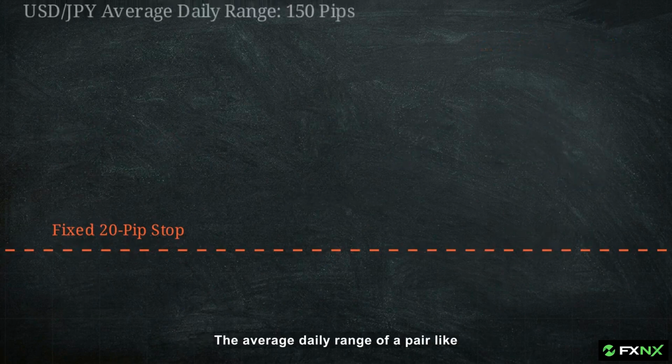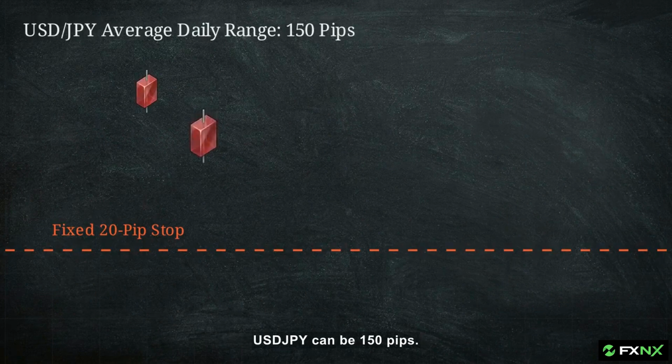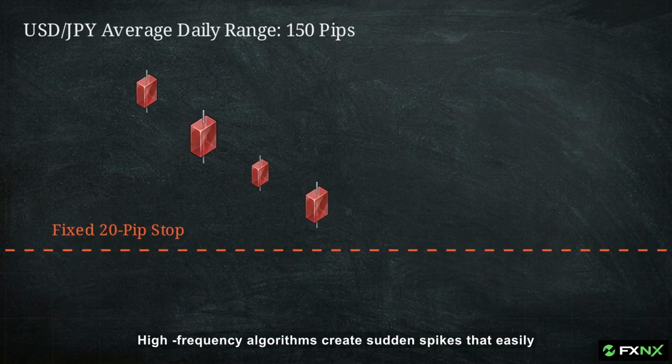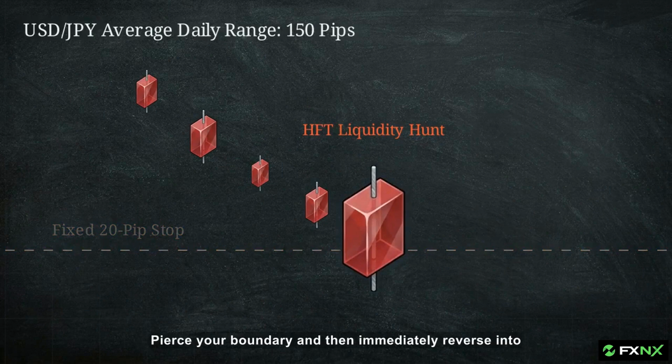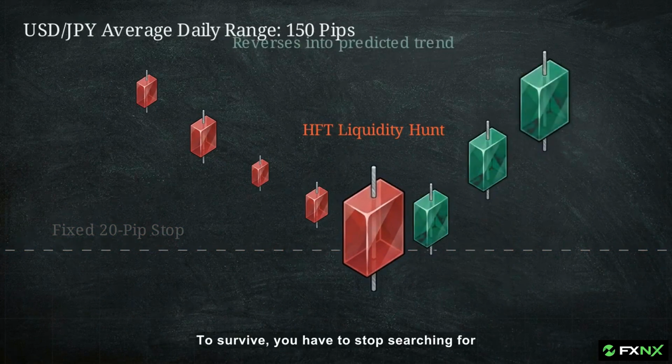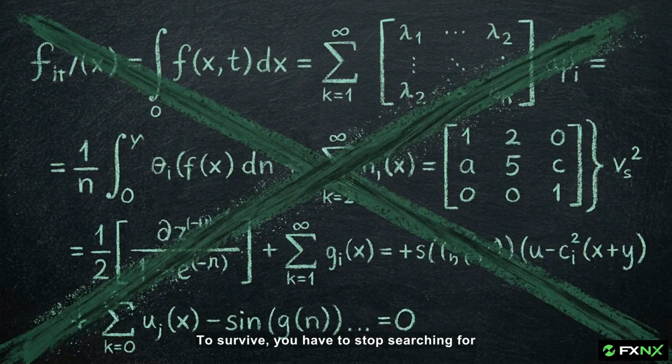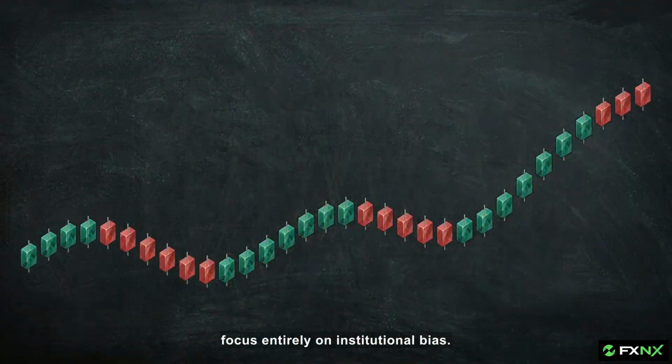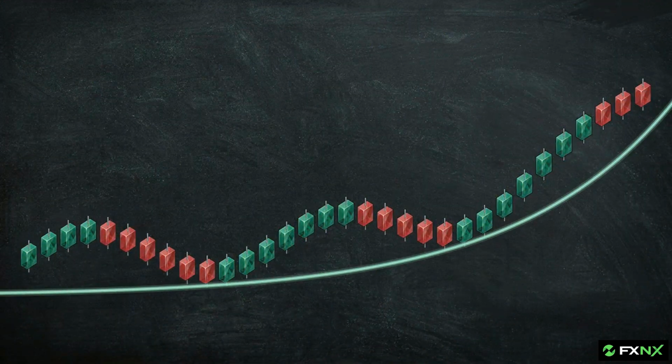The average daily range of a pair like USD-JPY can be 150 pips. High-frequency algorithms create sudden spikes that easily whip through a 20-pip buffer, pierce your boundary, and then immediately reverse into your predicted trend. To survive, you have to stop searching for secret algorithmic signals. You need to wipe the chart clean and focus entirely on institutional bias.